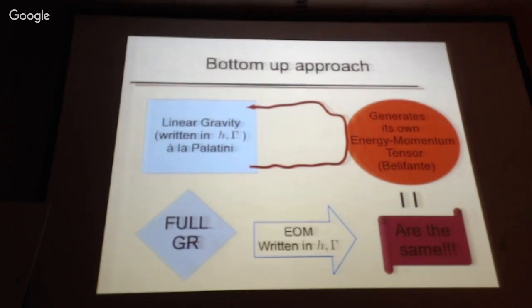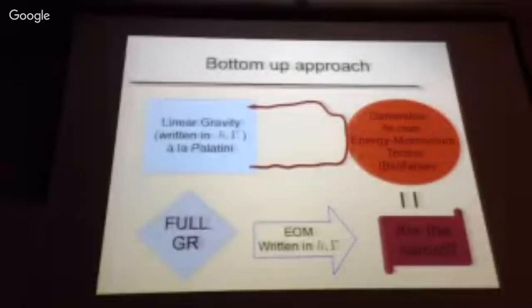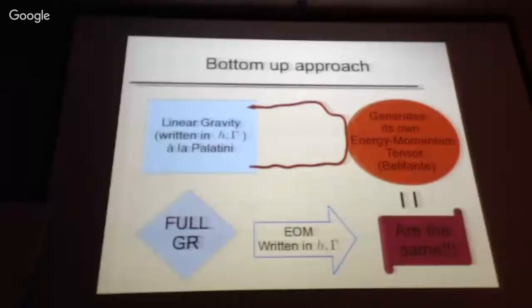So remember, this was the Palatini formalism. So then you know that gravity has to generate its own momentum tensor. There is a way to construct that, which goes by the name of one of the authors, Belinfante. On the other hand, if I take full GR and write the equations of motion of GR, that means Einstein equations in terms of h and this gamma, I find that the two things are exactly the same. So that means if I start with simple gravitons and an interaction between them, I recover GR. That's the only way to actually do it.